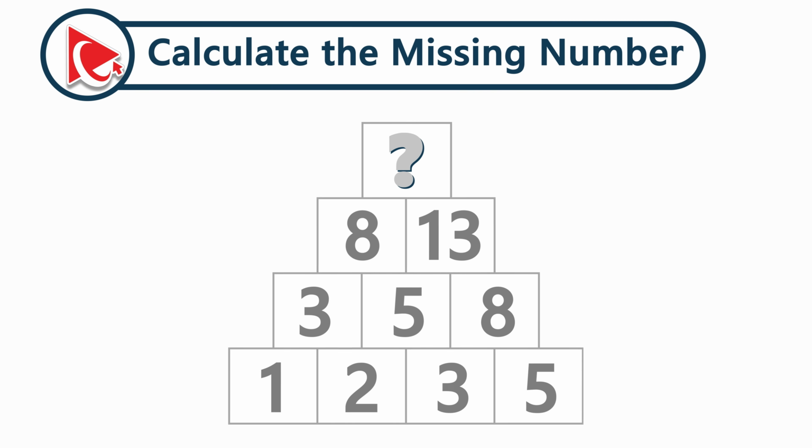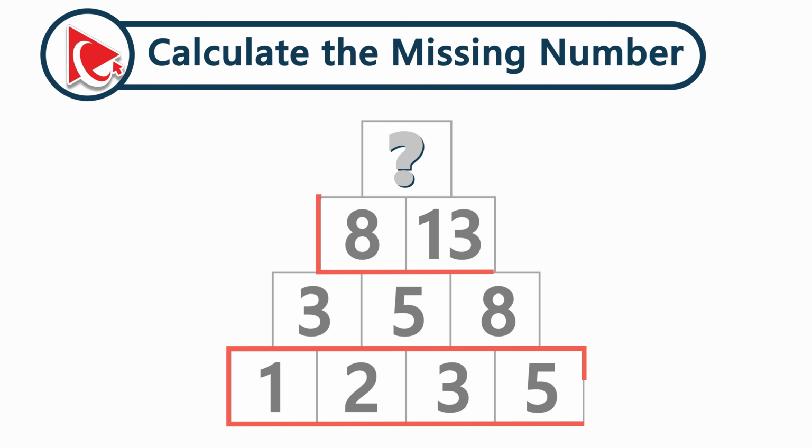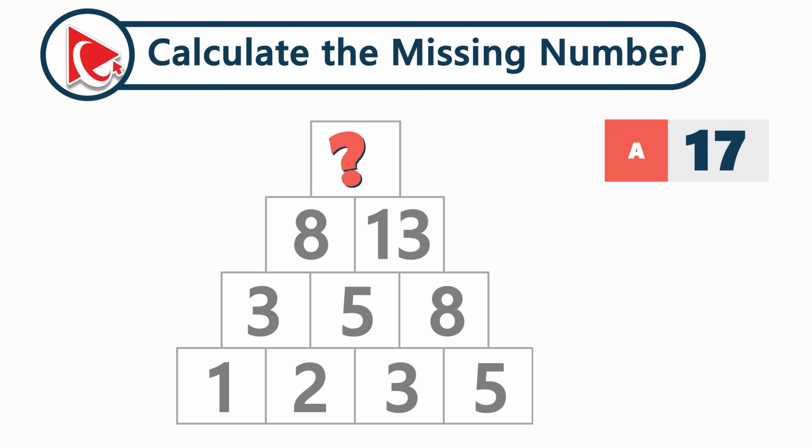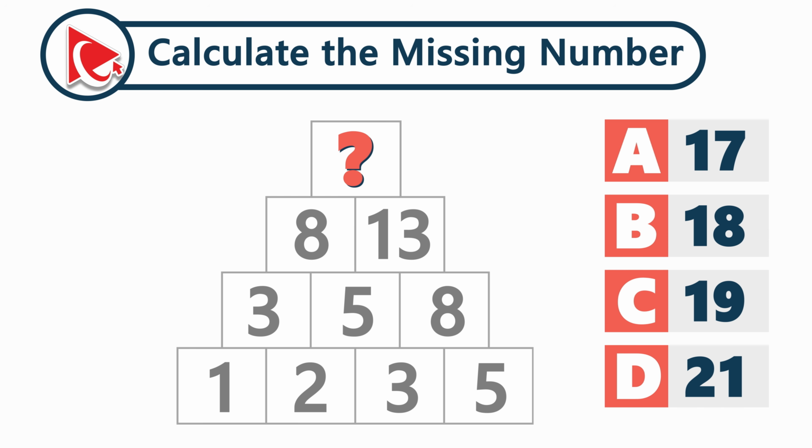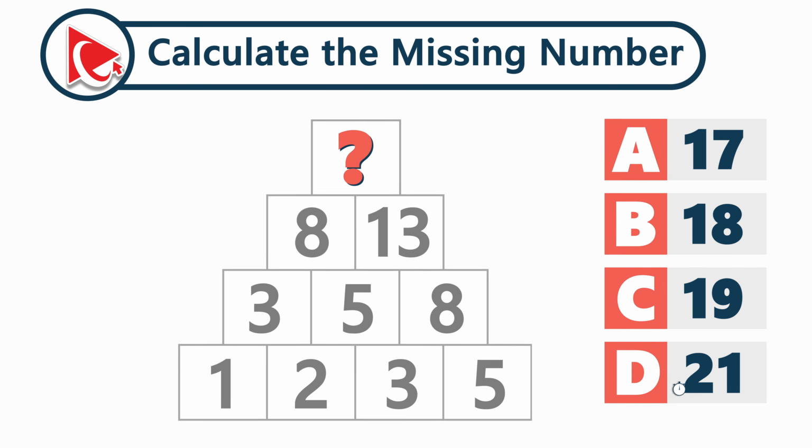Consider this amazing pyramid. In the top row, it has numbers 8 and 13, and in the bottom row has numbers 1, 2, 3, and 5. Your goal is to calculate the missing number on the top, and your choices for the answers are A, 17, B, 18, C, 19, or D, 21. Can you solve it on your own and choose the right answer?